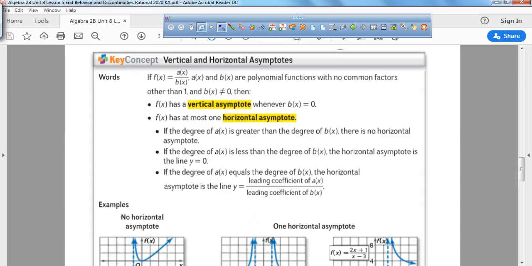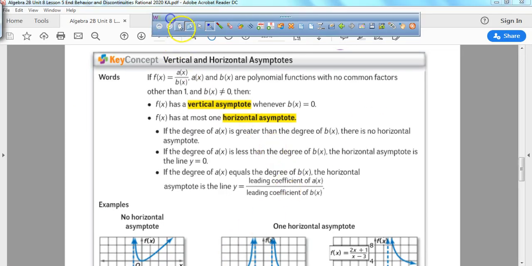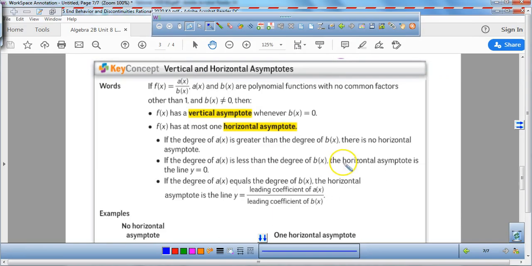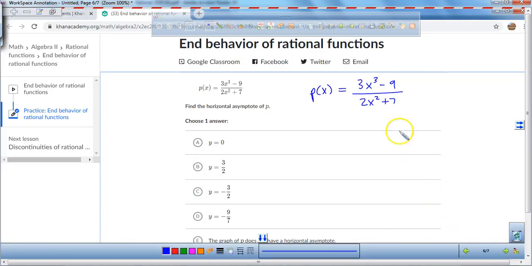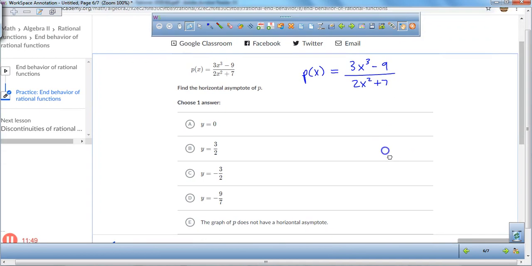I'm going to go back to our quick reference guide. It says if the degree of a of x, the numerator, is greater than the degree of b of x, then there is no horizontal asymptote. Well, that's a 3 and that's a 2. Therefore, this graph does not have a horizontal asymptote.